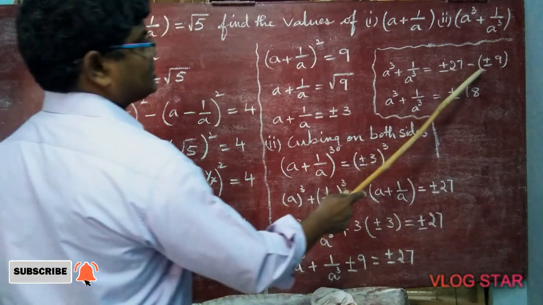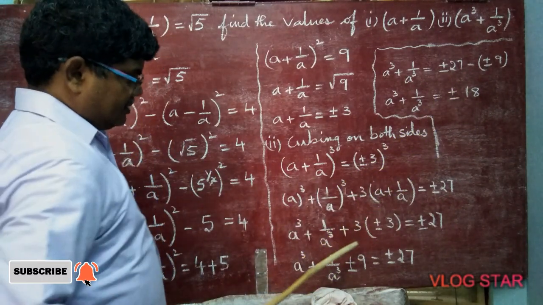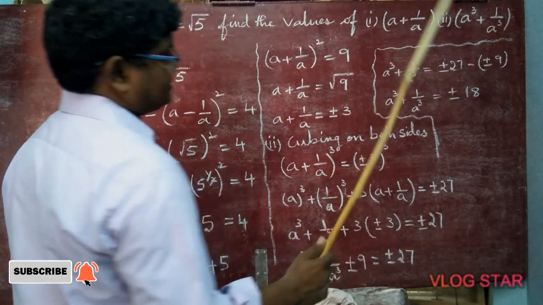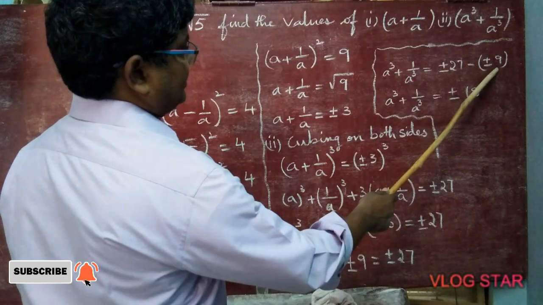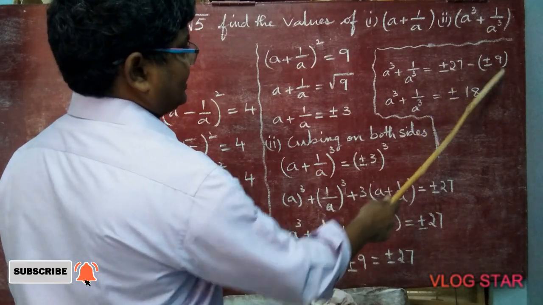Plus goes that side, minus of plus or minus 9. This plus goes that side as minus. Now a cube plus 1 by a cube is equal to, we are subtracting. So plus or minus 27 minus 9 is 18.